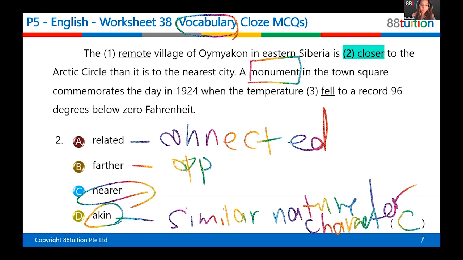Now, anybody knows what a monument is? A statue. Yes, good. It's a statue, but not just any statue, right? A statue that is famous, meant to commemorate a very famous or notable person who has done something for society. Good, thank you. Well done. So that's why the answer is C.